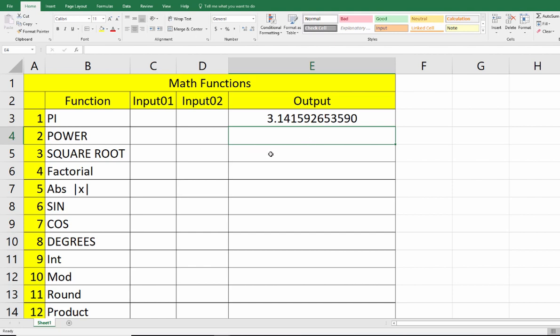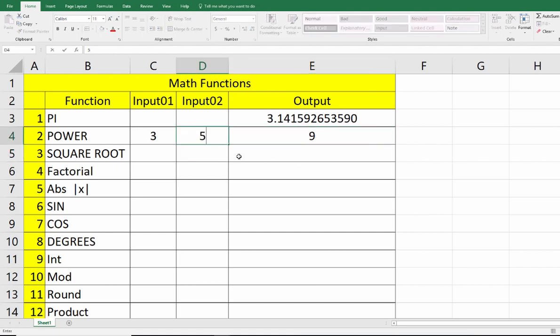Okay, I'm going to go to the next one. In the next one, the power, I'm going to do again equal and write power, and open the parenthesis. As you see, it says choose the number. The number is on the bottom, comma, and choose the power. The input 2 will give us the power. I'm going to write there 3 to the power of 2. 3 to the power of 2 will be 9.